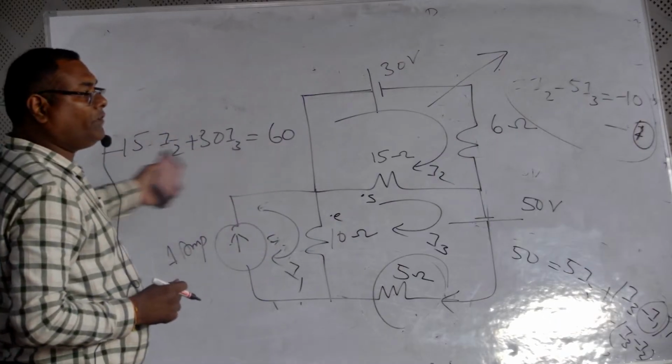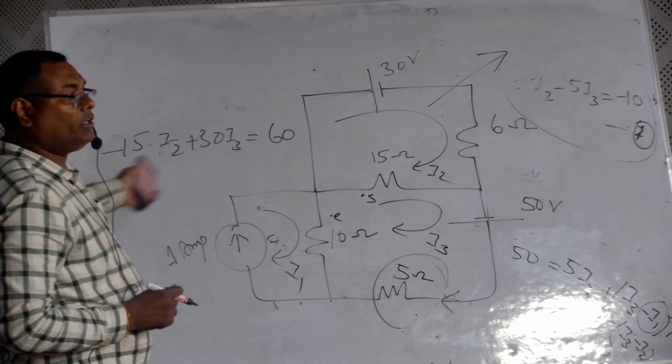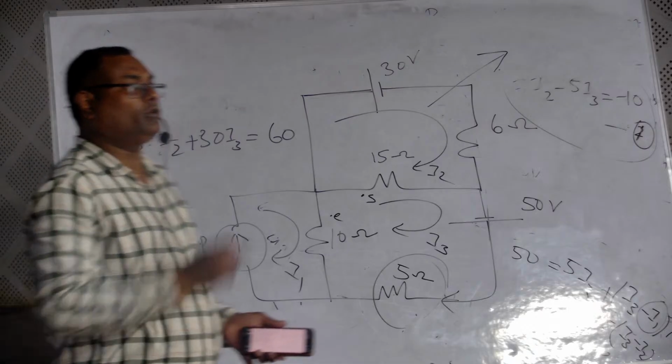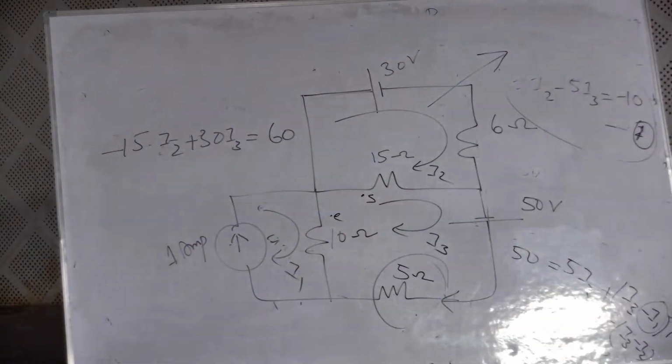We can divide by 15. To reduce the calculation, divide throughout by 15 to get the equation. This is the equation.